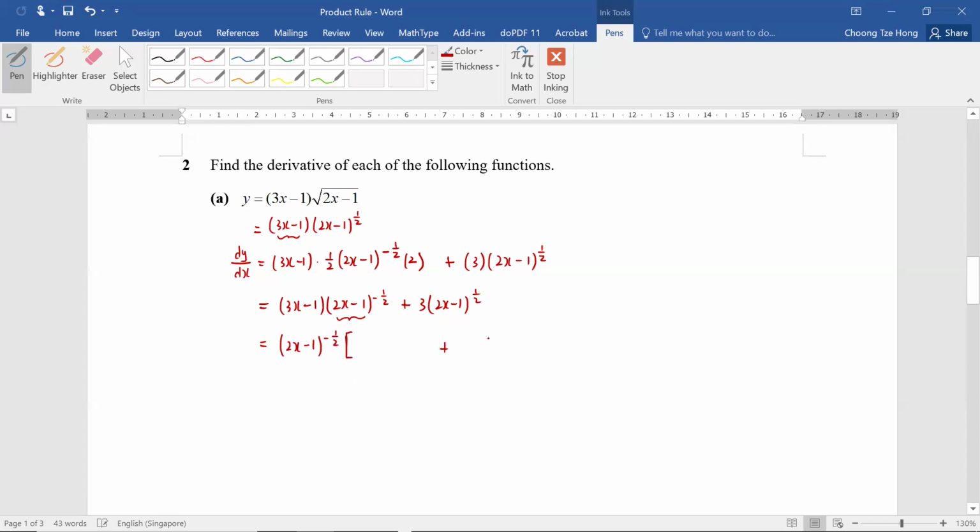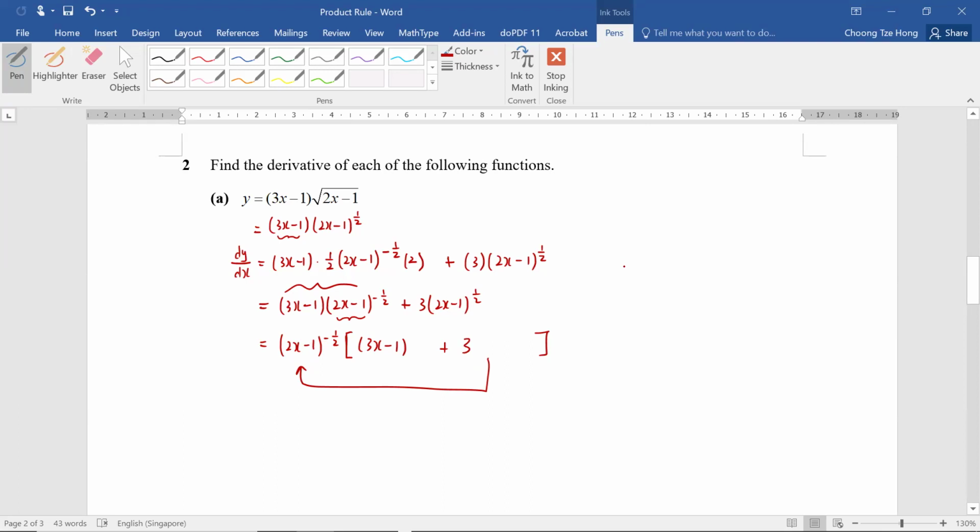Okay, so over here it's a plus. Okay, so what times this will give me this one? Okay, so it's quite obvious there's a 3x minus 1. Okay, so this part you may have to think a bit, the second half. Okay, but once you get familiar, it will be very easy. So basically, what times 2x minus 1 to the power of negative half will give me this 3 times 2x minus 1 to the power of half. So the 3 is obviously there.